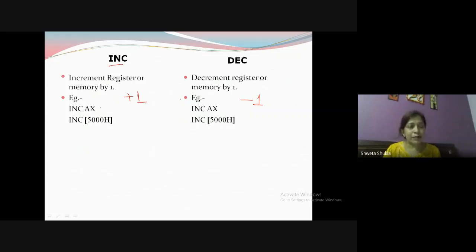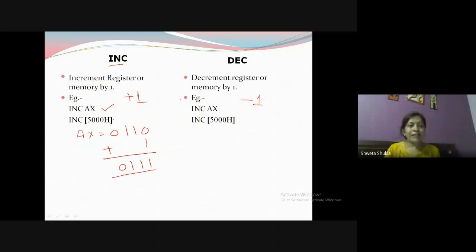Let's see the example. Example is INC AX. That means, let us suppose the value of AX is again 0110, then you will add 1 here, because you have to increment it by 1, and this becomes 0111. And always remember, in case of increment and decrement, the result is always stored at the same place. You have to just increment it by +1 and save it at that particular position only.